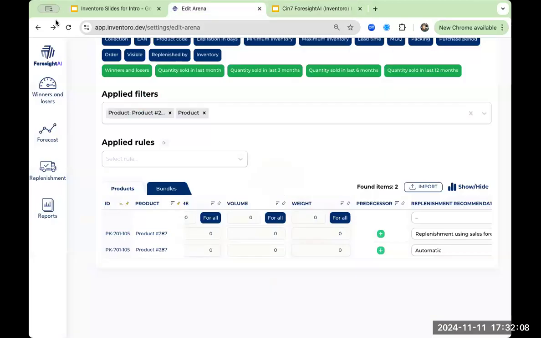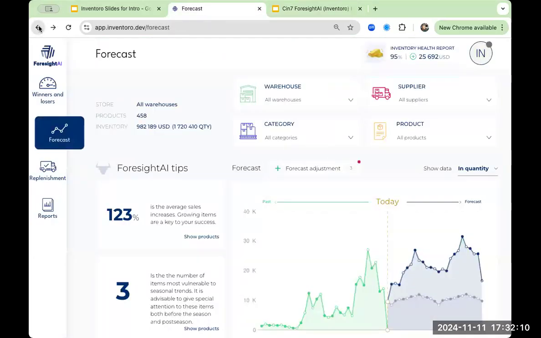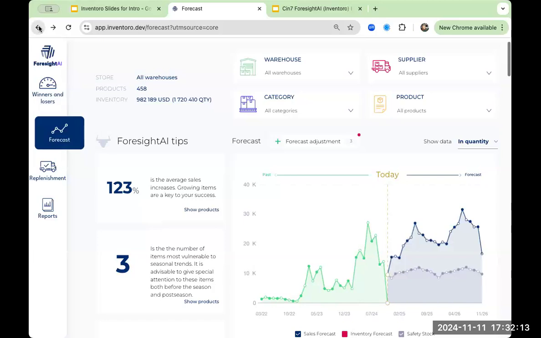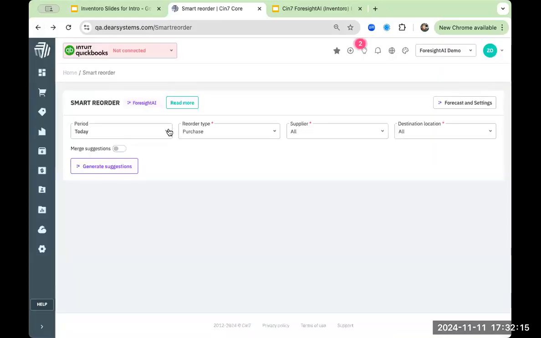With that, we can go ahead and jump to some questions. And I'm going to reset this before I tackle the questions. Perfect. Back to Smart Reorder.